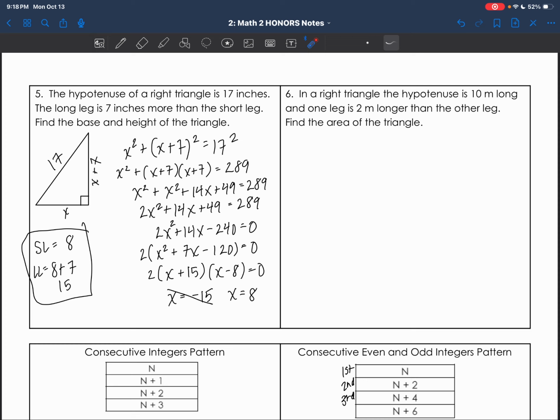Oh, I almost forgot to put the second part here. So now that I know x is 8, I have to plug this in, 8 plus 7. So your long leg is 15. So here are your answers. Just make sure you're checking this one, but this is asking to find the area of the triangle.